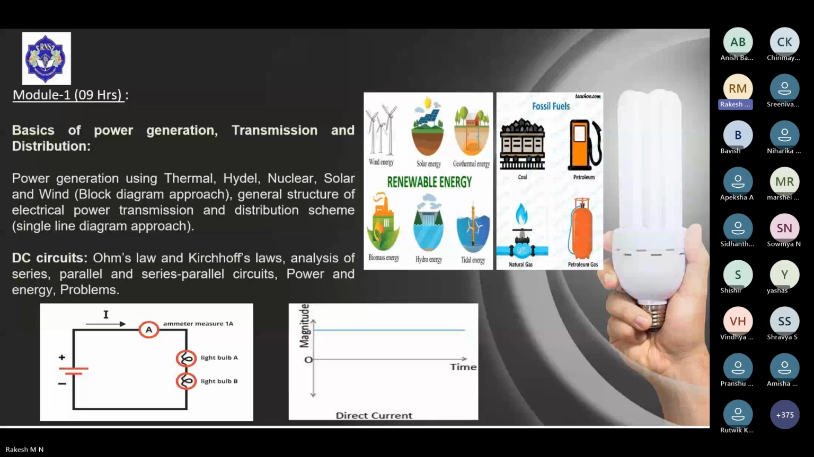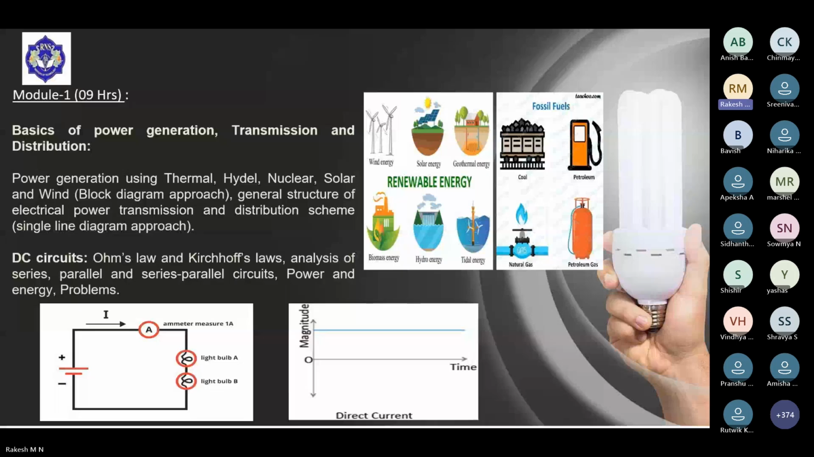The pictures show what you can basically study in these particular 2 topics. You can see there is a DC circuit and there are bulbs which are connected in series. If I give some voltage, current will flow. You can measure the current through an ammeter and you can represent the current as the blue line, which is shown, which we call DC, direct current. This is all about module 1.